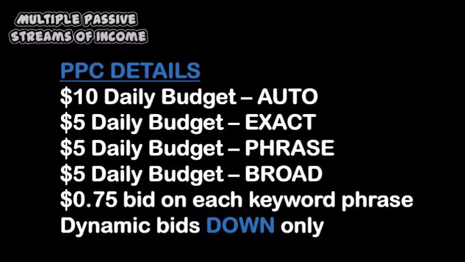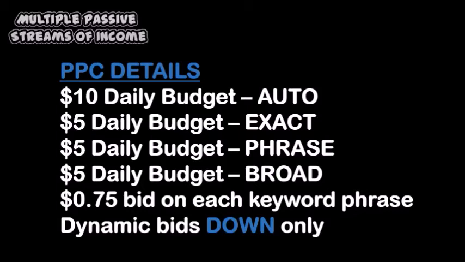I spoke to my coach. He suggested doing the following for PPC. He suggested doing a $10 daily auto campaign, a $5 daily exact campaign, a $5 daily phrase campaign, and a $5 broad campaign. Now that's $25 daily.